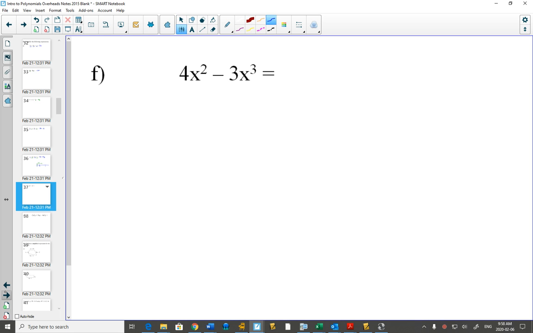I'm going to underline the 4x squared in blue. Can I underline the other one in blue? It's got an x, but the exponent is different. So I have to underline the other one in green. They're not the same. All I can do is write 4x squared minus 3x cubed. Nothing can be done in that one.